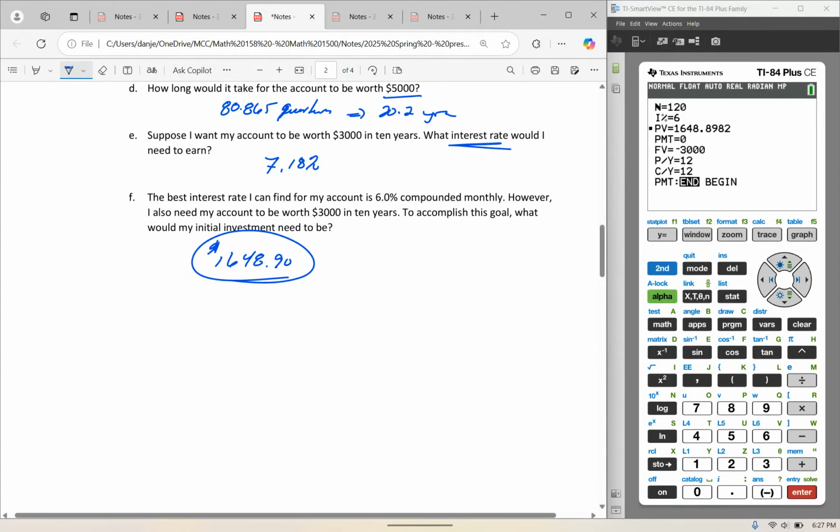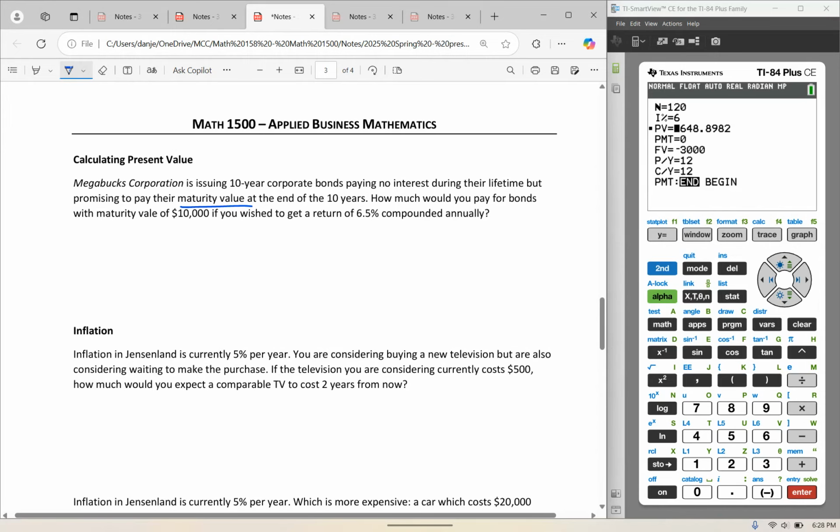The Megabucks Corporation is issuing a 10-year corporate bond paying no interest during their lifetime, but they promise to pay the maturity value at the end of the 10 years. Okay? So they're saying that they don't pay interest during the lifetime, but at the end. So if at the end of 10 years you cash it in, the return is 6.5% interest. Now the maturity value is $10,000. So that means at the end of the investment, it's going to be worth $10,000.